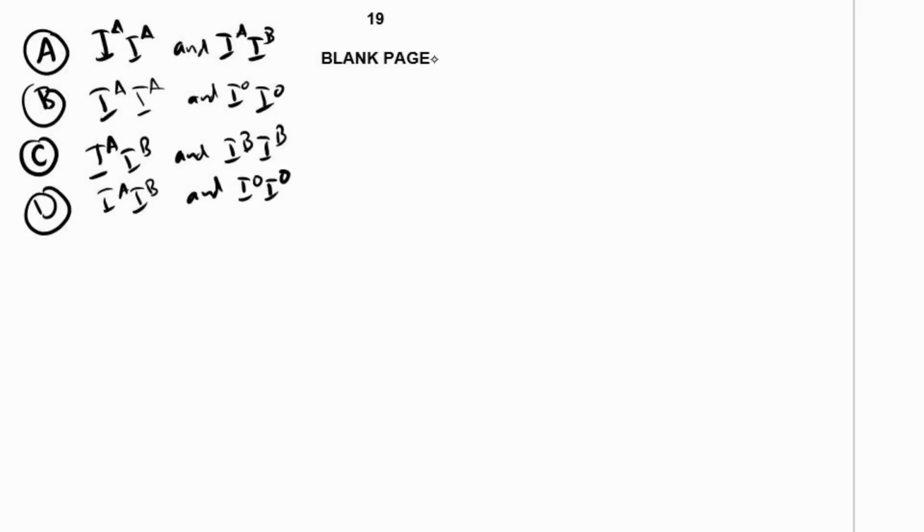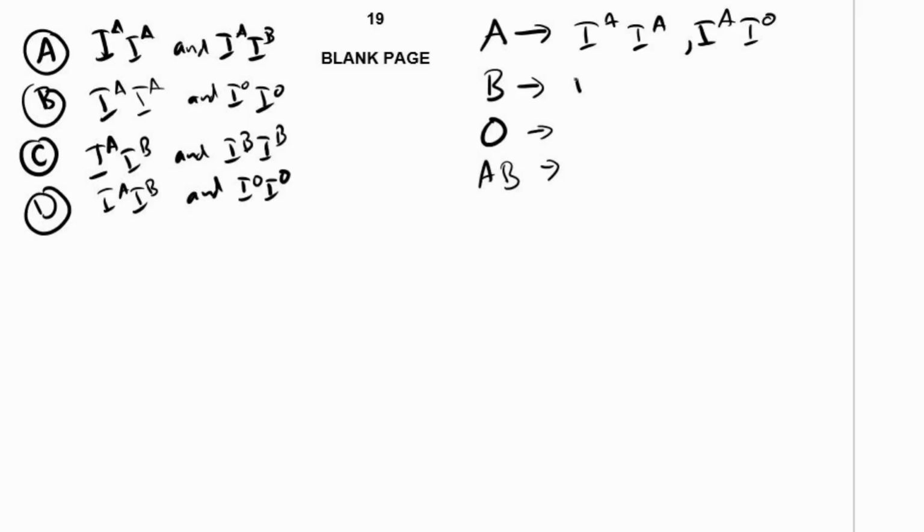And when they say blood group, they're talking about type A, B, AB, and O. Type A can be IA IA, or IA IO, because IO is recessive. Type B is IB IB or IB IO. Type O is just IO IO, and type AB is IA and IB. Okay, those are the blood types.